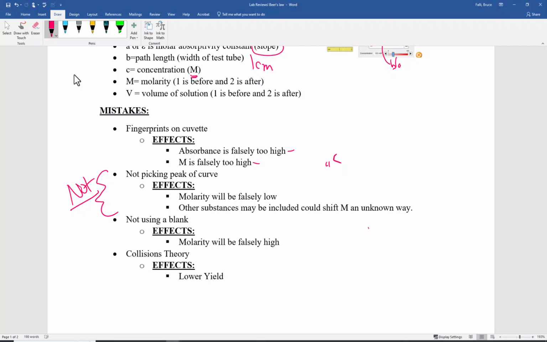Not using a blank. So let me tell you what the blank does. The blank, you know, you've got your little flashlight of light right here.